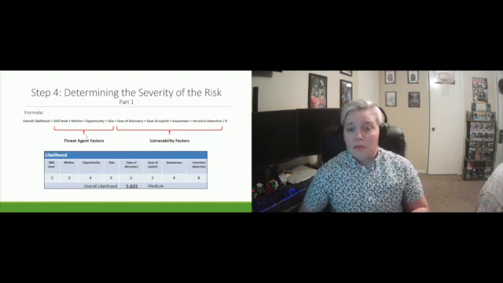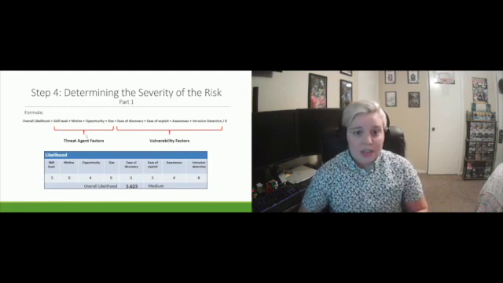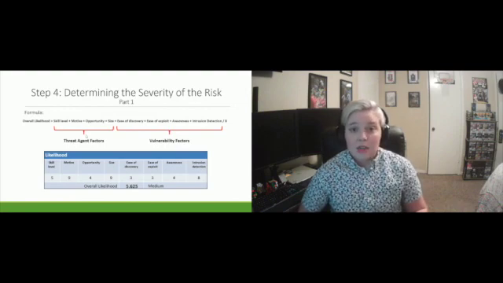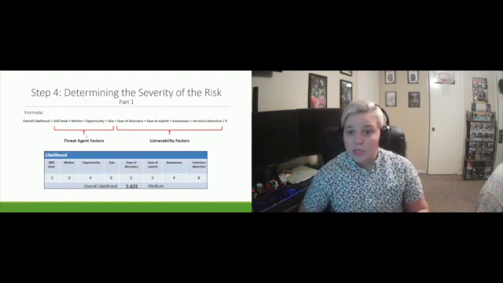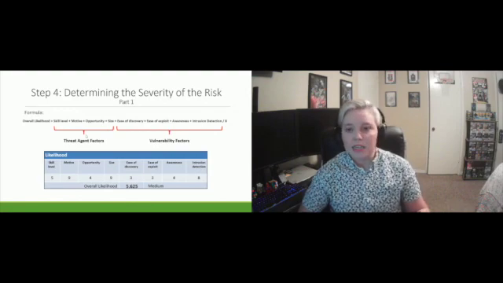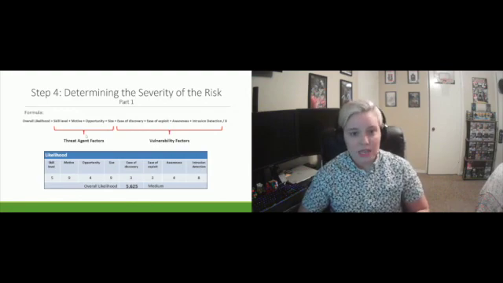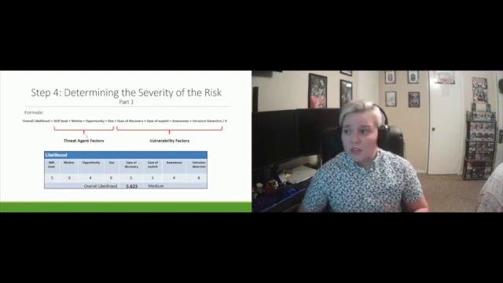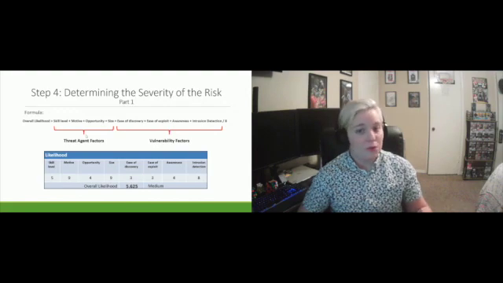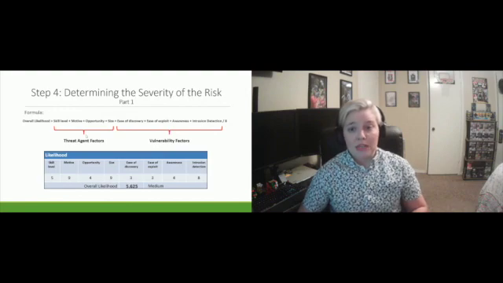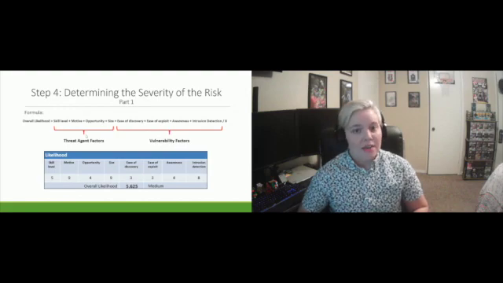The first step is to calculate the overall likelihood. We take the quantitative values that we determined in step 2 for estimating the overall likelihood factors of the threat agent and the vulnerability, and we plug those into the formula. Now, if you're looking on the screen here, you can see this formula is nothing more than taking an average of those 8 factors, the combination of the 4 from the threat and the 4 from the vulnerability.